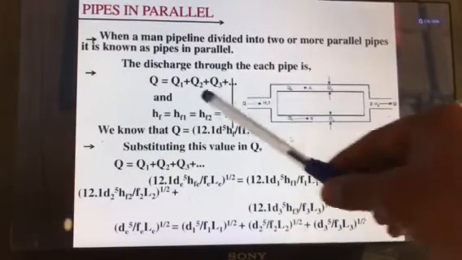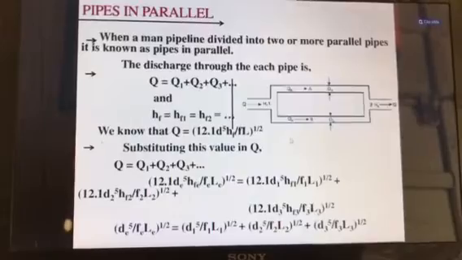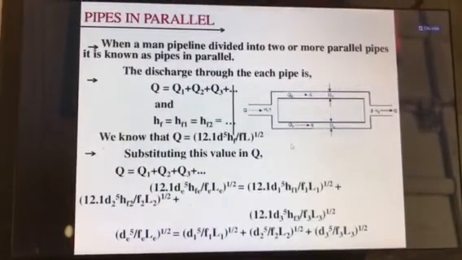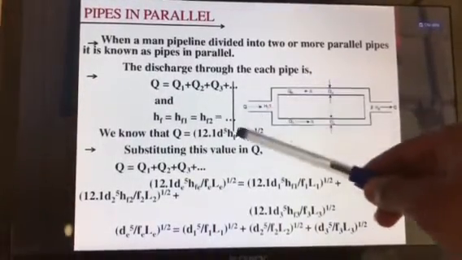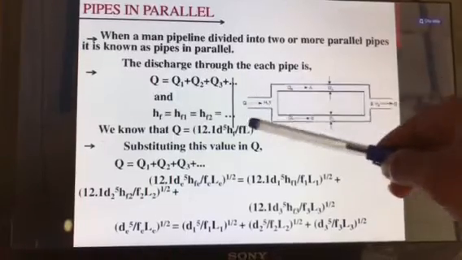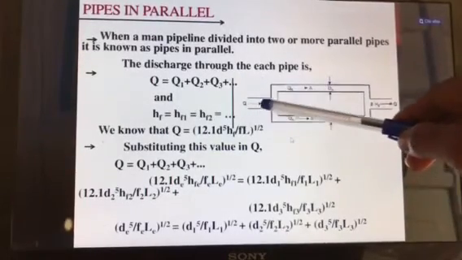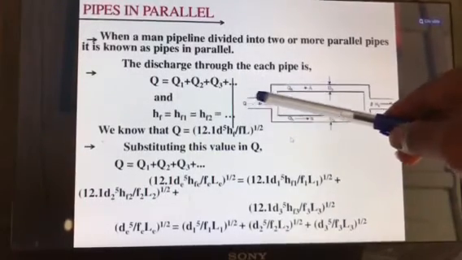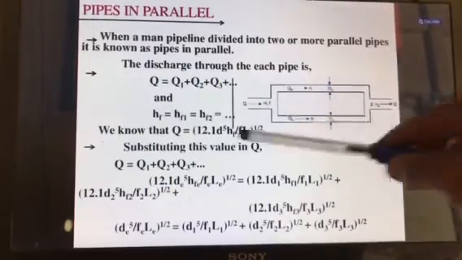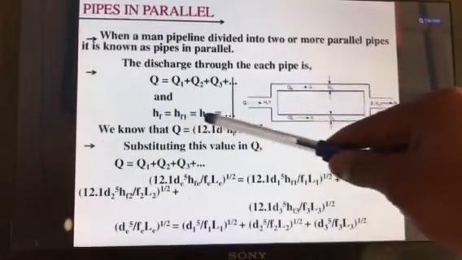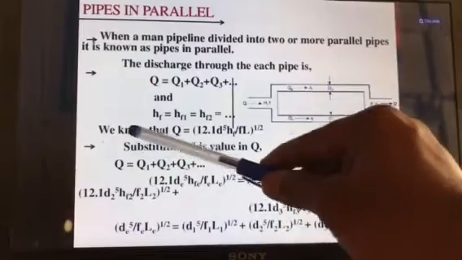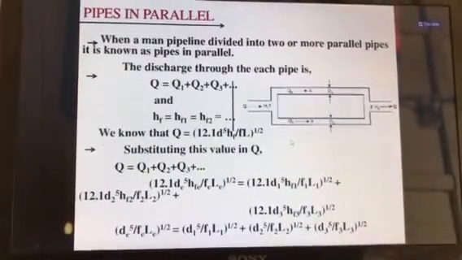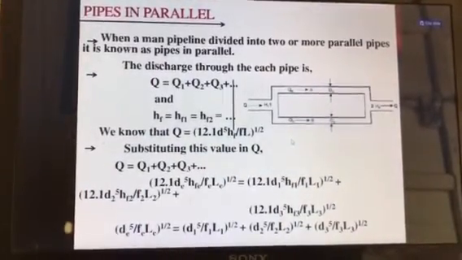Okay, and hf, the head loss due to friction, is the same, because for the total head loss hf is one quantity and for this it is the same quantity, hf is equal to hf1 is equal to hf2. So from this we know that Q is equal to 20.1 into 10 raised to power 5, hf divided by fl, raised to power 1 half.